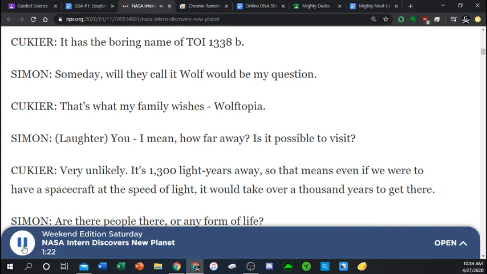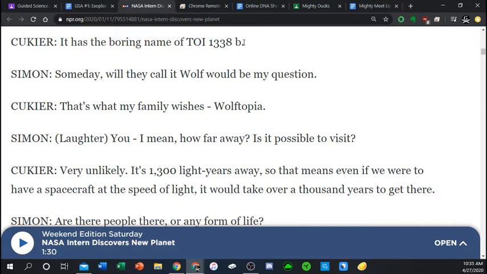Very unlikely. It's 1,300 light years away, so even if we had a spacecraft at the speed of light, it would take over 1,000 years to get there. That's how big space is. Remember, the light that you see travels 300,000 kilometers per second, and it's instantaneous when you turn it on in a room. But in space, because it's so big, it takes forever to travel at that speed.